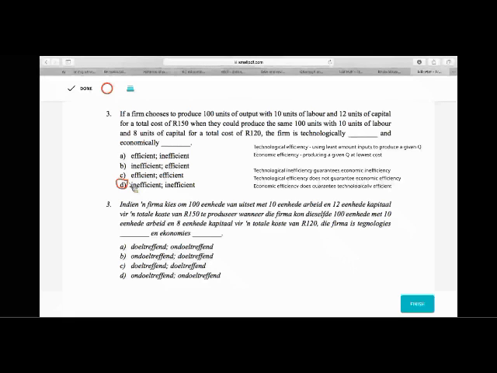Okay, so B can't possibly be correct because you can't be technologically inefficient and economically efficient. You can be technologically efficient and economically inefficient, but as the question establishes, they're using more inputs than what is necessary to get the same output. So they're not technologically efficient, and therefore C is also wrong.